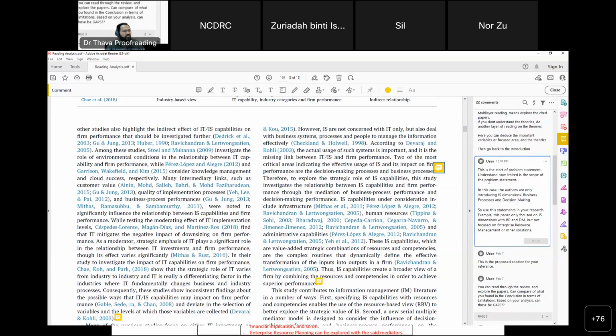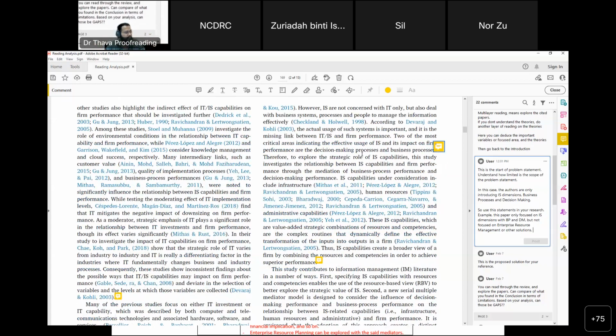Understand how limited the scope of the problem statement is. In this case, the authors are only introducing IS dimension, business processes, and decision making. So use this statement in your research. For example, this paper only focused on IS dimensions with BP and DM, business process and decision making process, but not on enterprise resource management or other solutions. I'm just telling you from a problem statement how you can quote it into your paper when you want to critically review this paper.